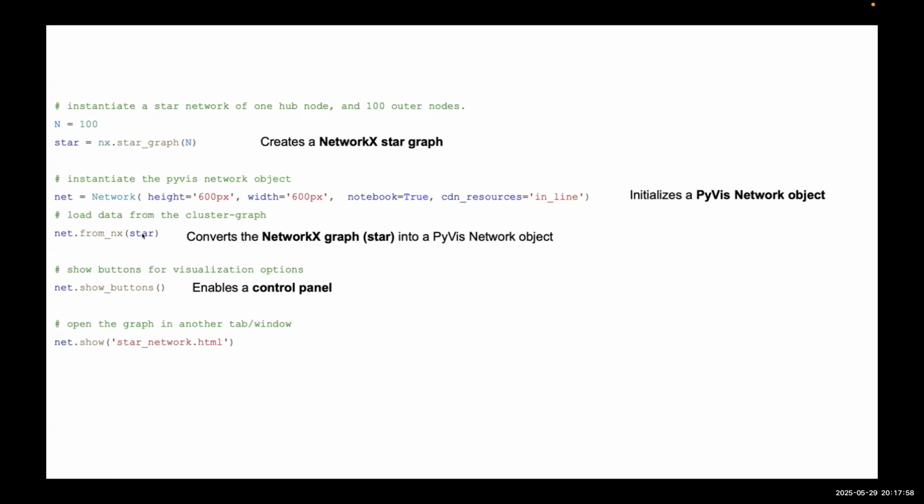So net.from_nx(star) will convert the network graph into the Pyvis network object. And then if you want to show the control panel, I will show you what the control panel looks like. It will show buttons. It enables a control panel in which you can increase the size of the graph and all those things are available, and it will convert everything into this star_network.html file.